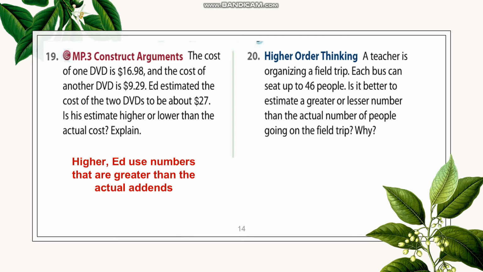Number 20. A teacher is organizing a field trip. Each bus can seat up to 46 people. Is it better to estimate a greater or lesser number than the actual number of people going on the field trip? Why? Of course, the answer is greater. Make sure there are enough seats for everyone.